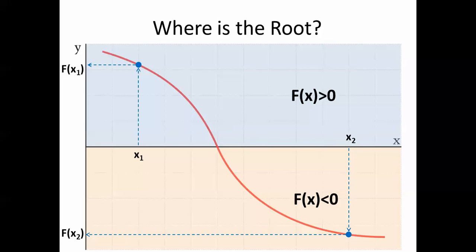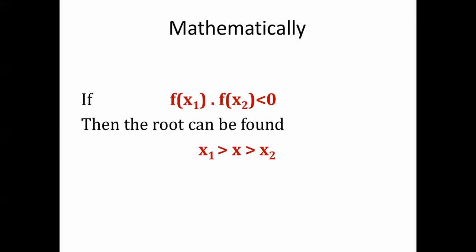To do this mathematically, we can say that if we have the condition f of x1 multiplied by f of x2 is less than 0, it means that one is positive and one is negative, which is exactly what we saw in the previous graph. Then the root is sitting somewhere between x1 and x2. So it's very simple and straightforward.